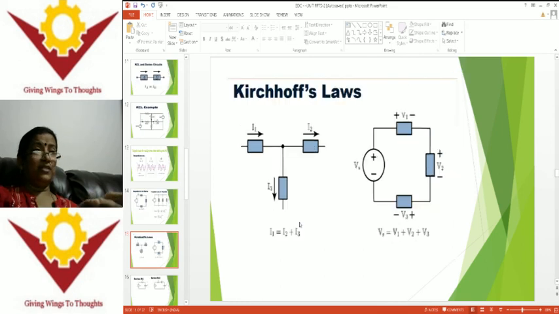Coming to Kirchhoff's laws, KCL here and KVL here. This is the node point. Input current is I1, and I2 and I3 are outgoing currents. So I1 is equal to I2 plus I3. Then this is a closed circuit. According to Kirchhoff's voltage law, the sum of voltages in a closed loop is equal to 0, or otherwise, the supply voltage Vs is equal to the sum of the voltages across the other components, like Vs is equal to V1 plus V2 plus V3. This way we can define Kirchhoff's current law as well as Kirchhoff's voltage law.